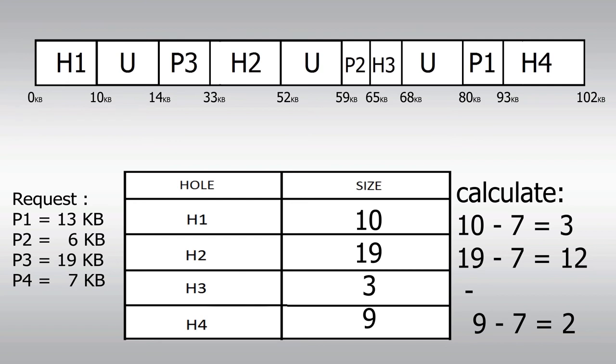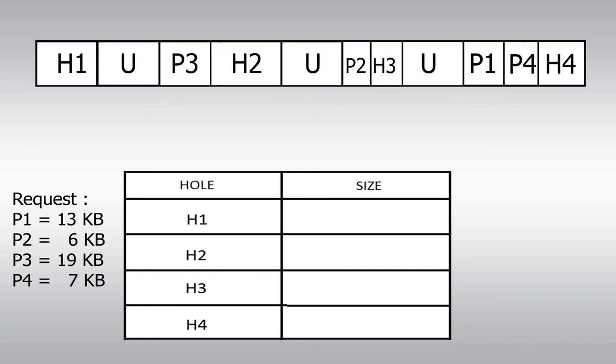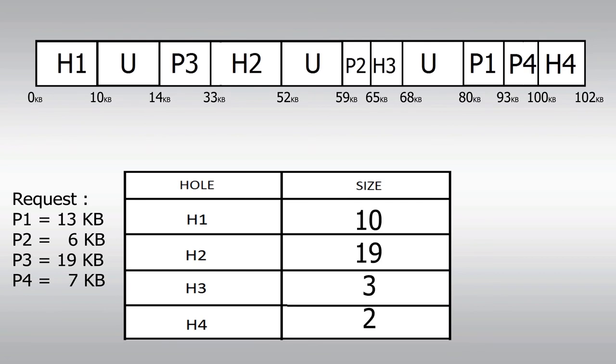Choose the smallest size. H4 has the smallest size, so we need to insert P4 in hole 4. Finally, update the Gantt chart and table. That's the end of this question.